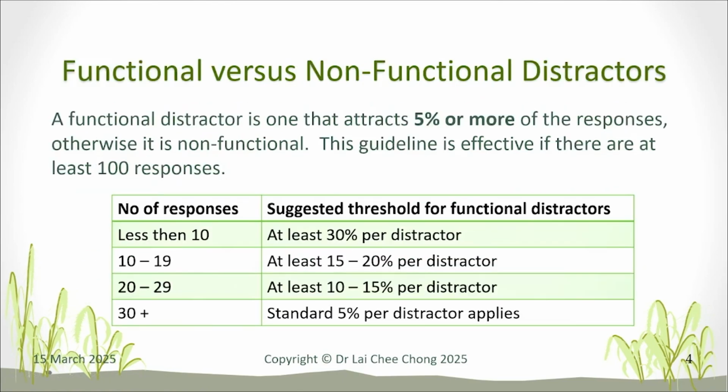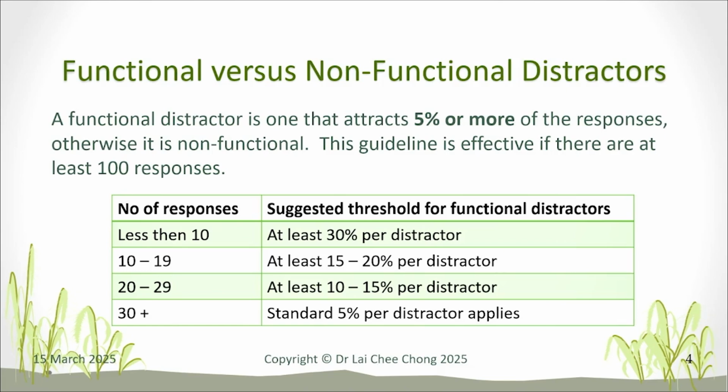Now, we got these two terms here: functional and non-functional distractors. What's a functional distractor? It's one that attracts what? 5% or more of students. That's considered a good distractor. Otherwise, it's non-functional. It's not very good, in other words, okay?